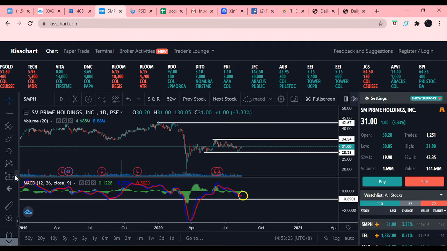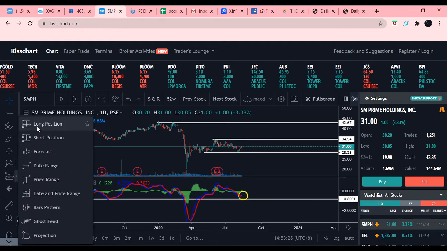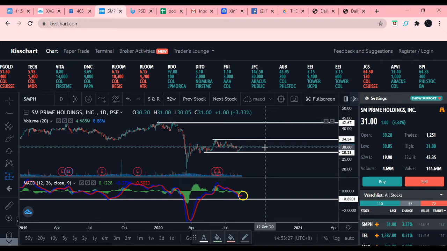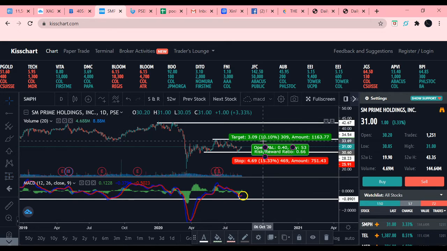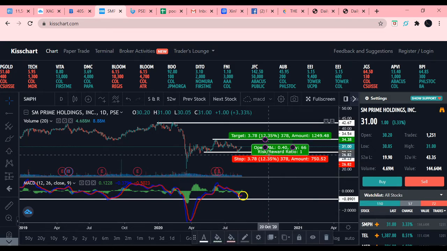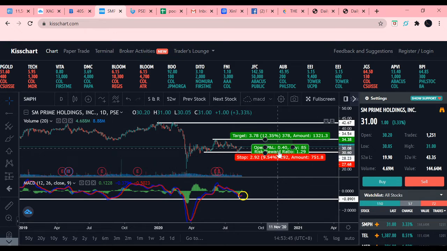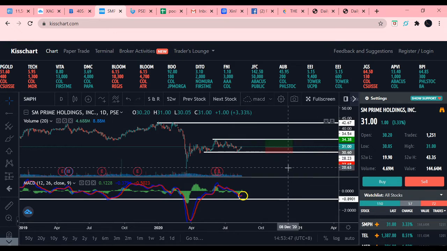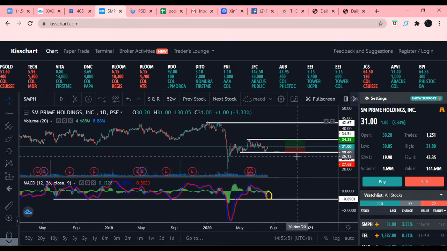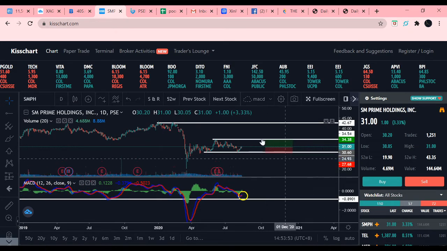So, check natin kung maglulong ako. Kung papasukin ko tong SM Prime, at yung TP area ko lang is this one, the 30, around 35, at saka cut loss area ko at this, what's this? The around 28, that's actually a risk-reward ratio of 1.29. So, kung yan lang, hindi siya ganon ka-rewarding on my part. So, hindi ko siya papasukin kung yan lang yung target ko.